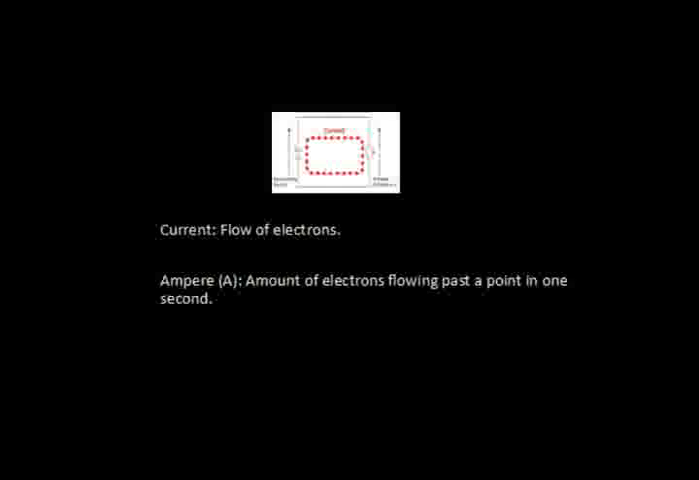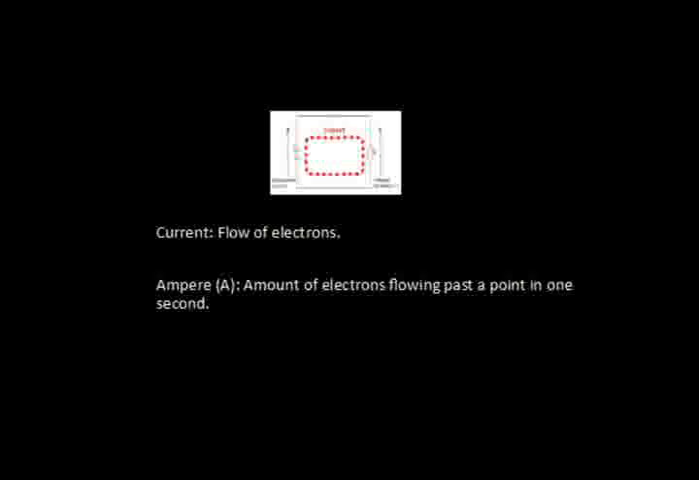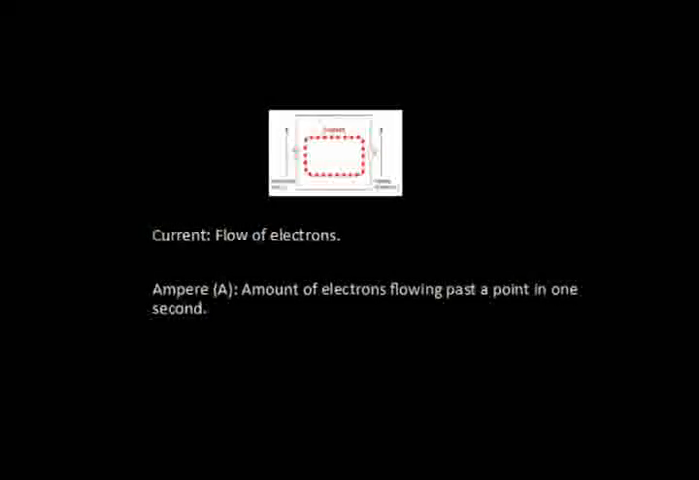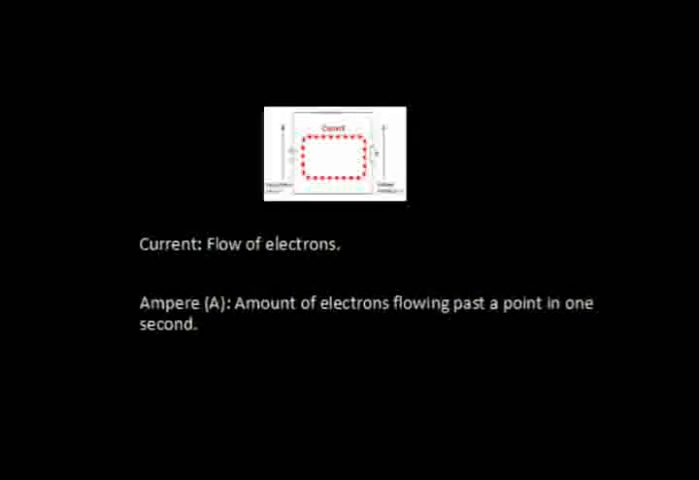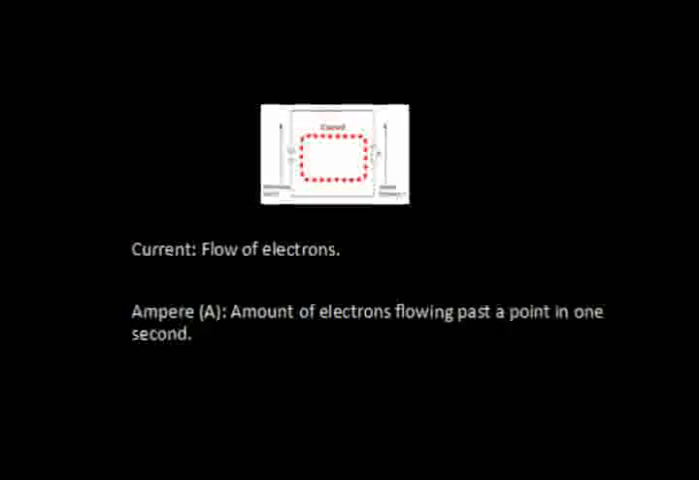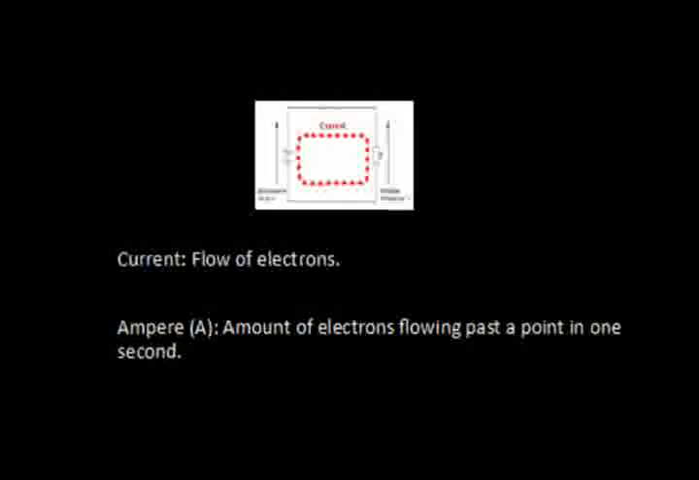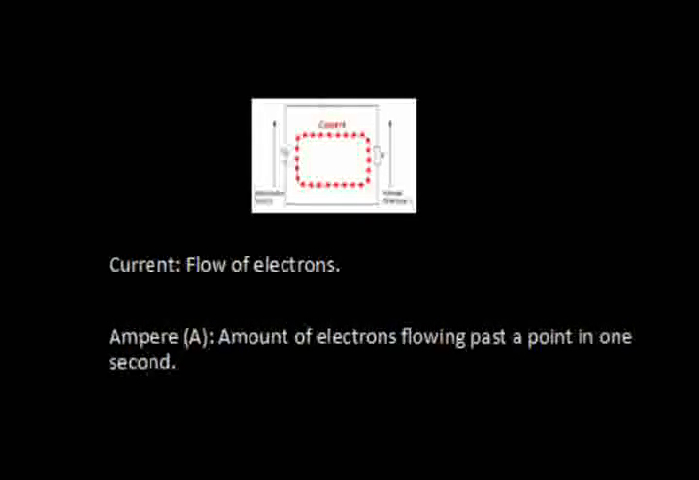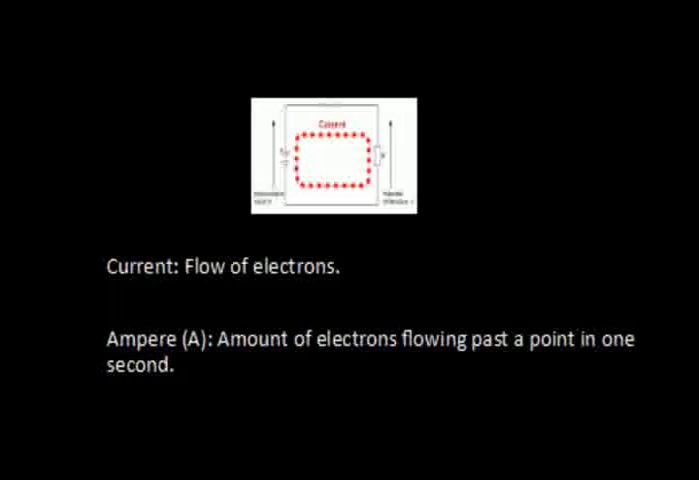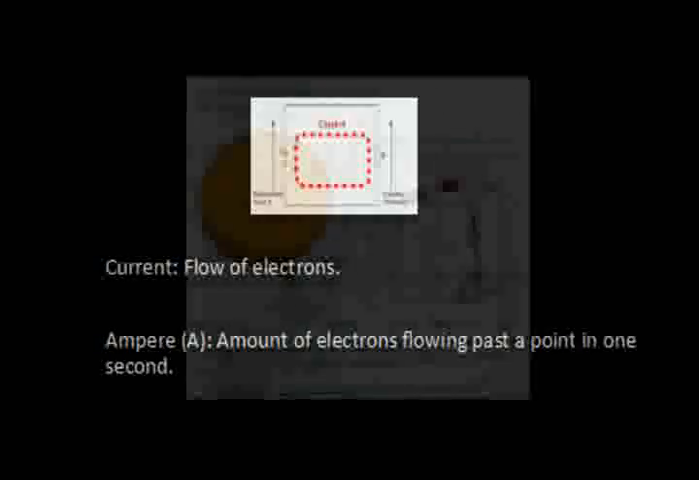Current. Electrical current is the flow of electrons. The amount of electrons flowing past any given point in 1 second is rated in the electrical unit ampere, or capital A. The coulomb is a quantity of electrons. The ampere describes the rates of flow of the electrons past any given point in a circuit. 1 ampere is equal to 1 coulomb of charge flowing past a point in 1 second.